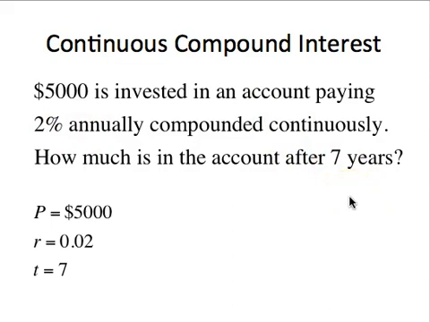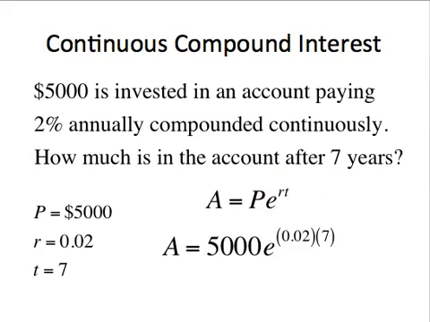So we define all of our variables of interest, and our formula is A, the amount in the account, equals P e to the rt. So we'll plug those values in. 5,000 for P, e, again 2.718 thereabouts, to the 0.02 times 7. And then throw that into a calculator and you get an answer of 5,751.37. So at the end of 7 years you would have $5,751.37 in the account.